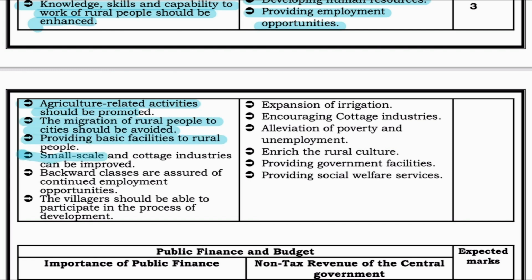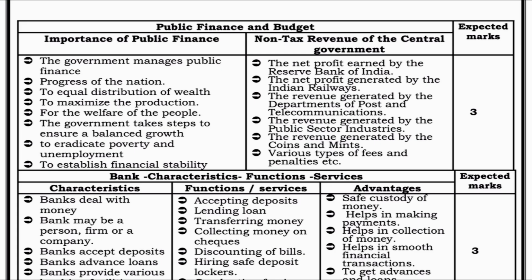Providing basic facilities to rural people. Small scale and cottage industries can be improved. Backward classes should be assured of continued employment opportunities. The villagers should be able to participate in the process of development. Expansion of irrigation, encouragement of cottage industries, alleviation of poverty and unemployment, enriching the rural culture, providing government facilities, providing social welfare services.